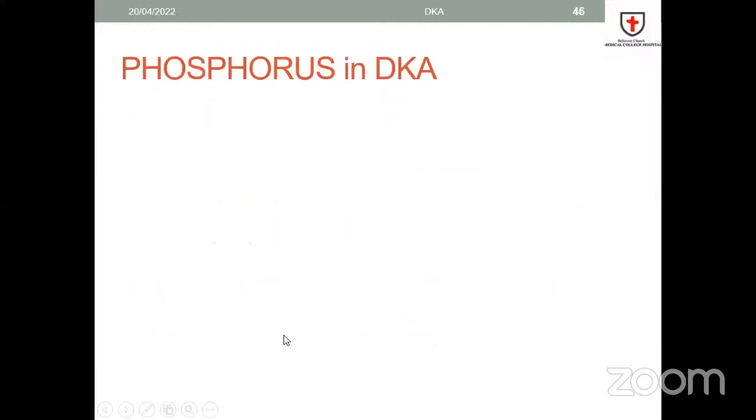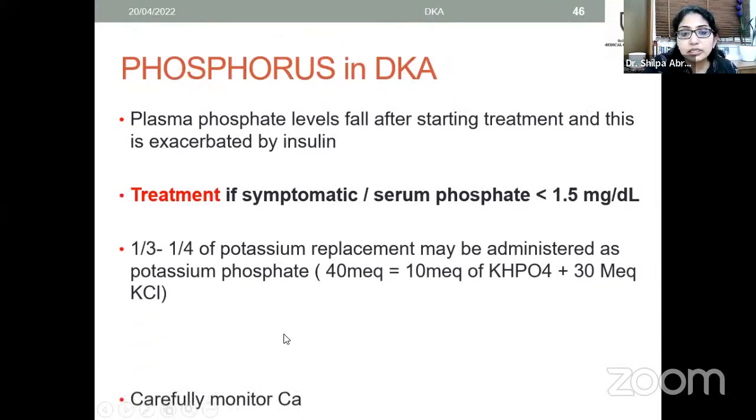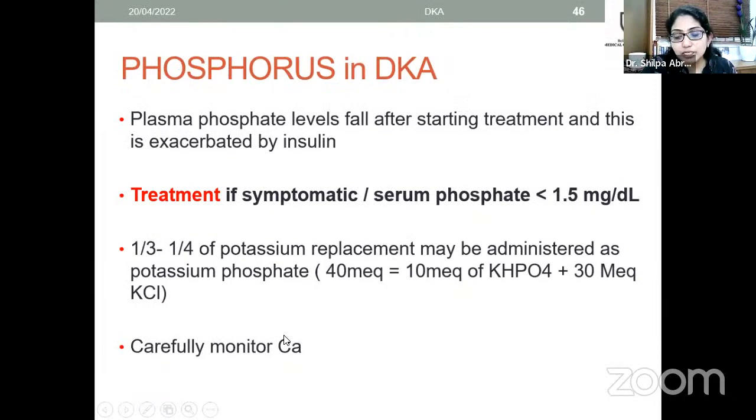Okay. Again, another important thing is phosphorus. So just like potassium, phosphorus also behaves in the same way. The phosphorus starts falling once you start insulin. So you treat it if the patient is symptomatic or the serum phosphate goes down to 1.5. So what you do is, you generally start potassium as potassium chloride. Instead of that, 1/3 or 1/4 of your potassium replacement, you can start as potassium phosphate.